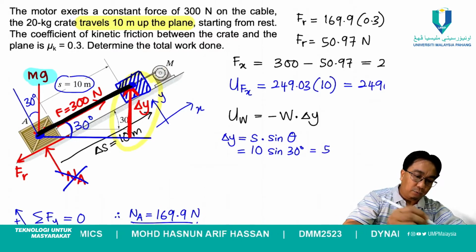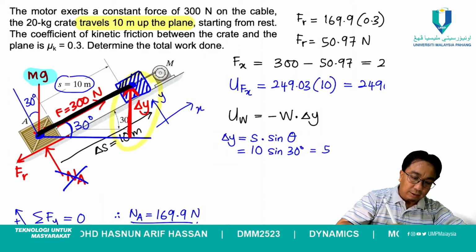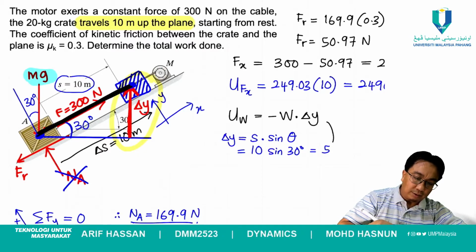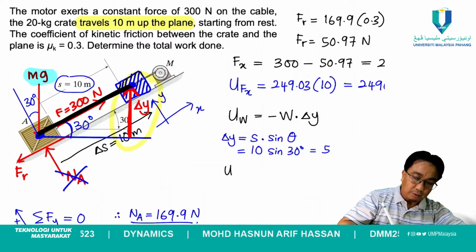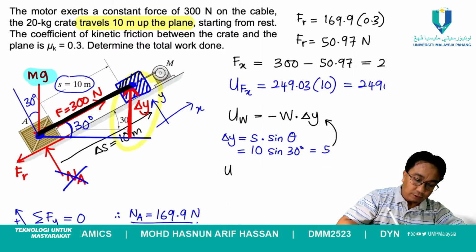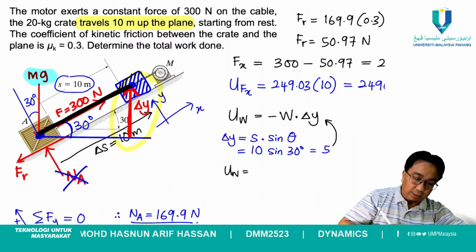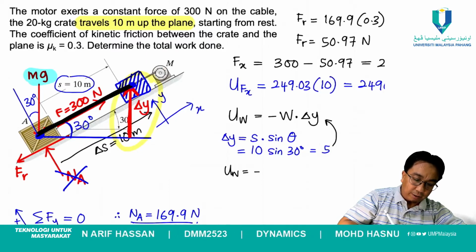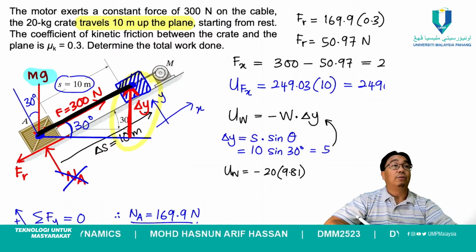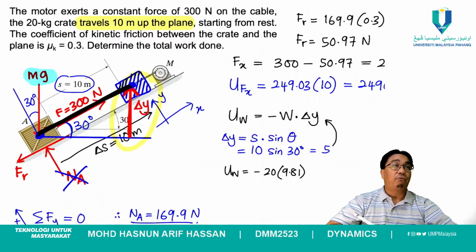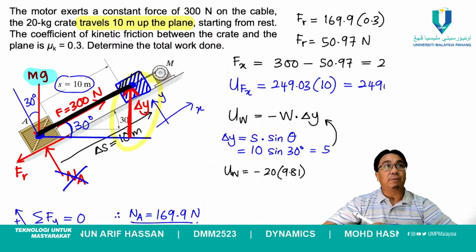Okay, then we substitute in this equation. UW is equal to minus mg, minus 20 times 9.81, and then delta y. So is delta y 5 or minus 5? Which one?